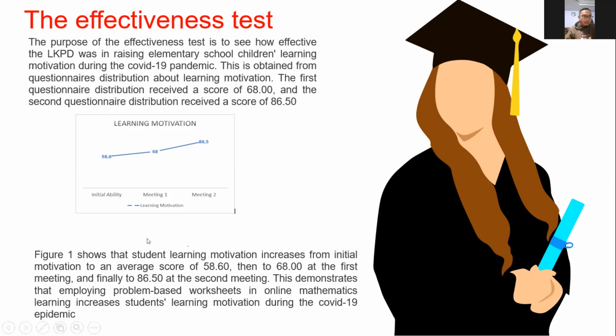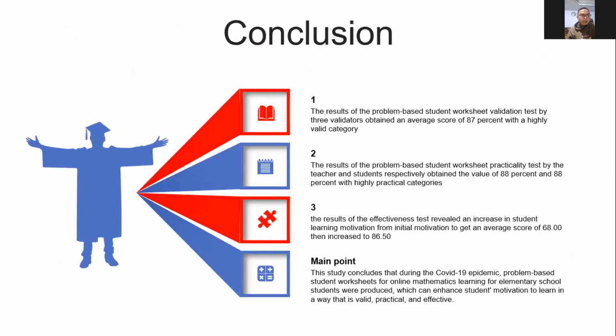86.50. The figures show that student learning motivation increased from initial motivation, with an average score of 58.60, then to 68 at the first meeting, and finally it is 86.50 at the second meeting. This demonstrates that employing problem-based worksheets in online mathematics learning increased student learning motivation during the COVID-19 pandemic.